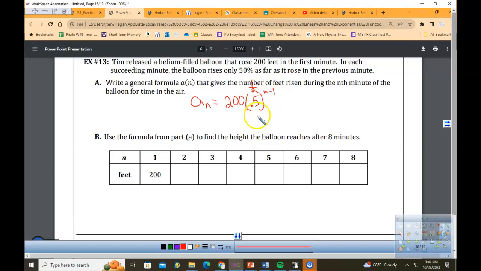There we go. Now I can use the formula to fill out the chart. If I want to know how high the balloon is at 4 minutes, I would plug in 4 for n. But what I'm going to do is: what's half of 200? 100. What's half of 100? 50. What's half of 50? 25. What's half of 25? 12.5. What's half of 12.5? 6.25. What's half of that? 3.125. What's half of that? 1.5625 feet.